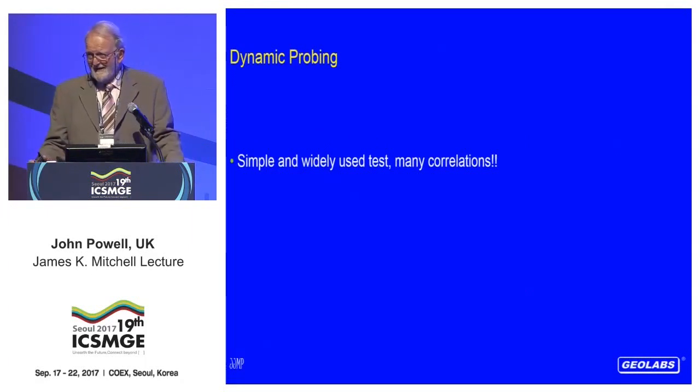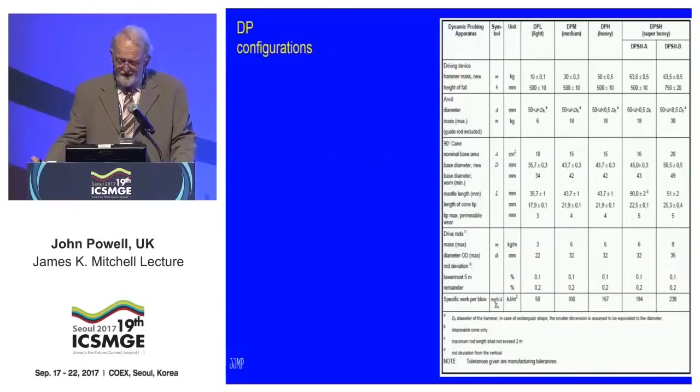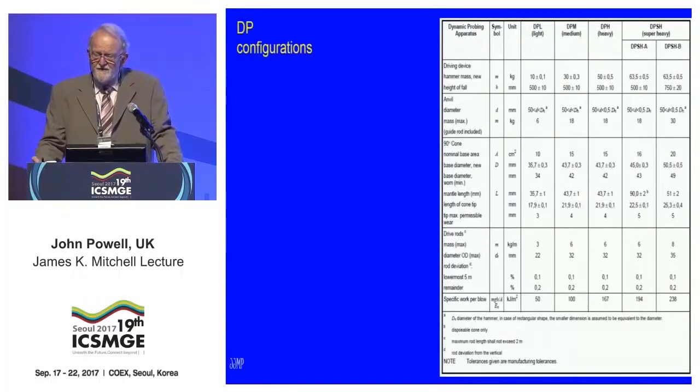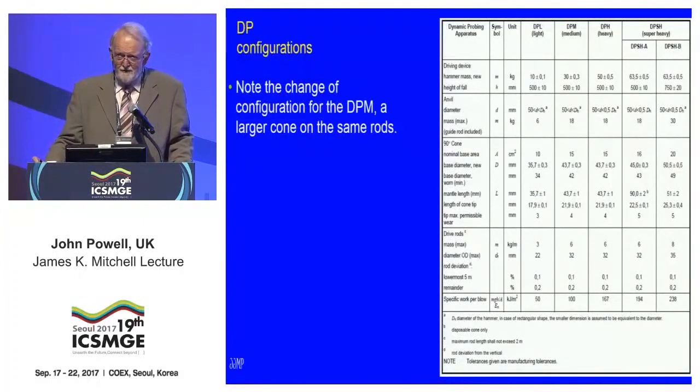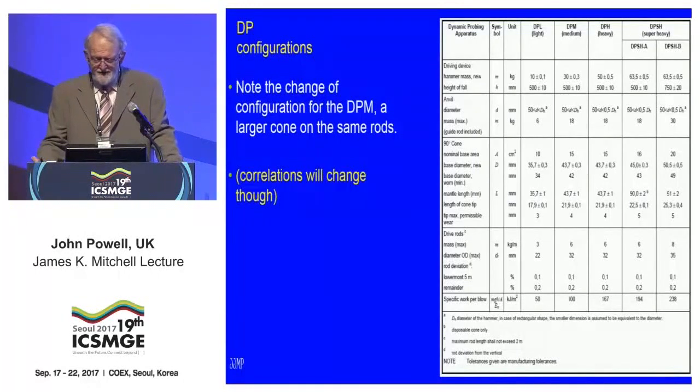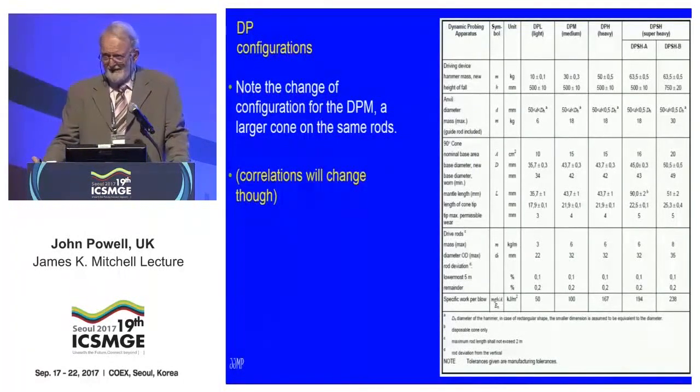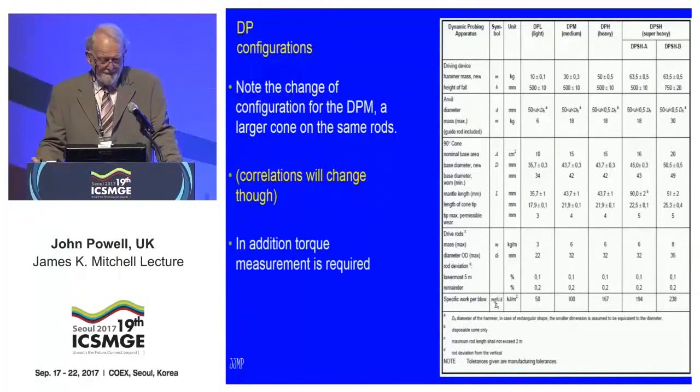Showing you some examples now of what the standard for dynamic probing has come up with. And you should all know this because the standard's been around for 12 years, but it's a series of configurations from light to super heavy, changing the size of the cones, changing the weights that are being used to drive the cone into the ground. The same as the SPT, we are taking a blow count for a given distance. But the DPM has changed in its configuration. Did people know that? If you use the new configuration, then previous correlations will be invalid. We have to be aware of that.